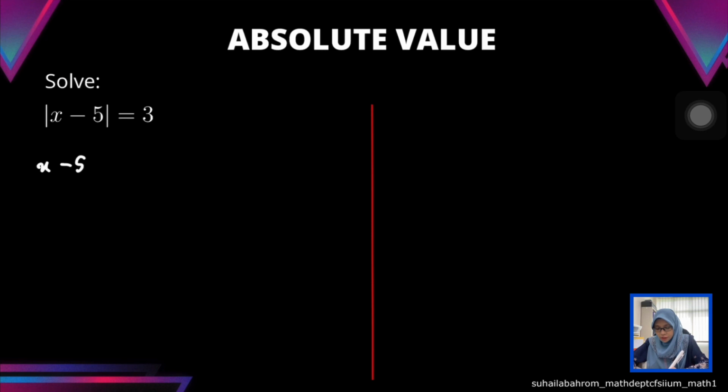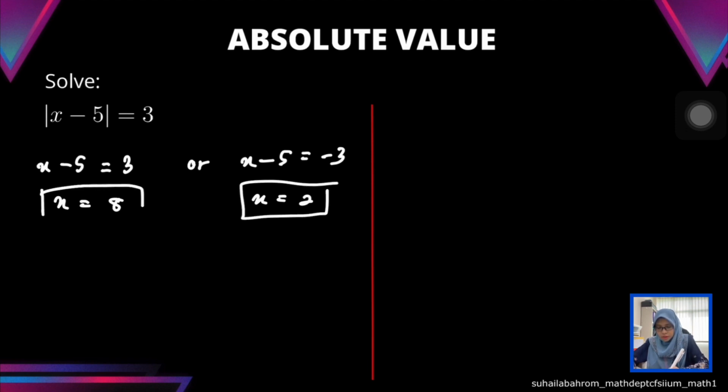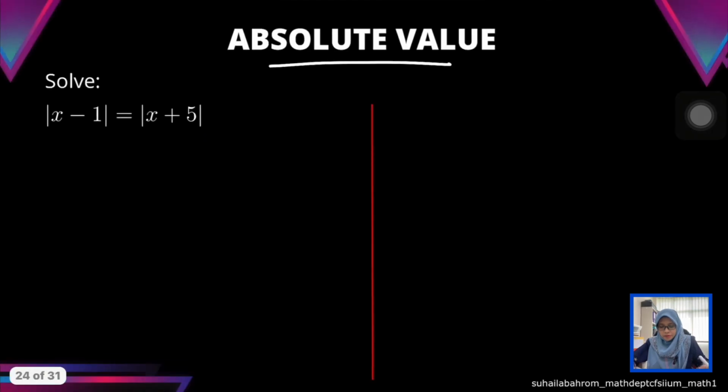It's either x minus 5 is equivalent to positive 3 or x minus 5 is equivalent to negative 3. So x is equivalent to 8 or x is equivalent to positive 2. So we have two solutions here. Next, we have absolute values on both sides, left and right.